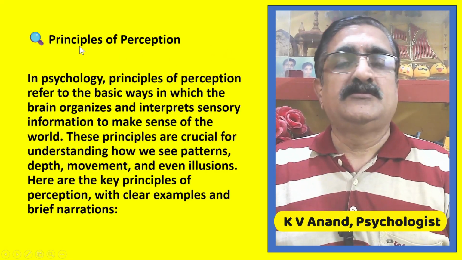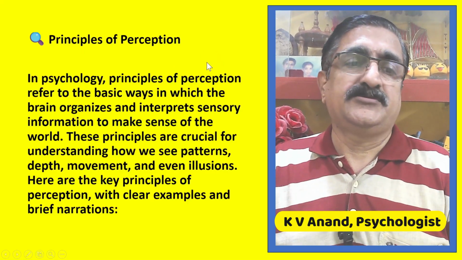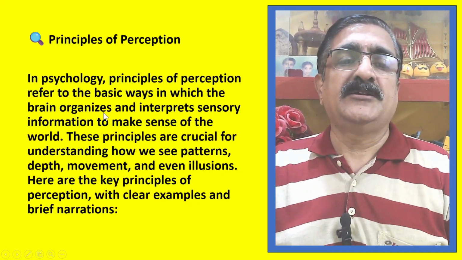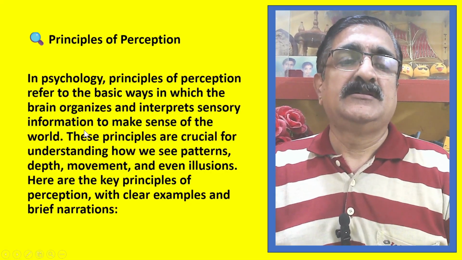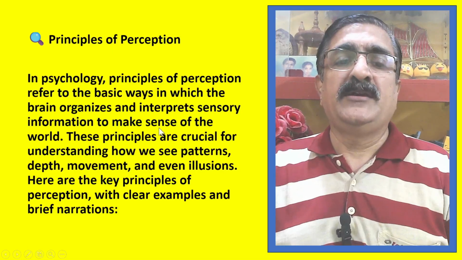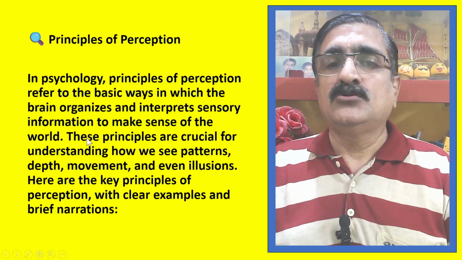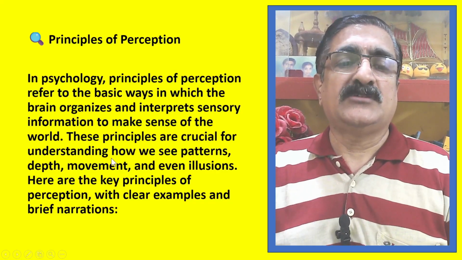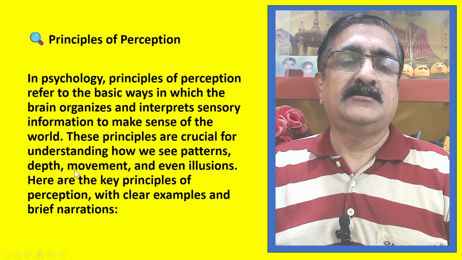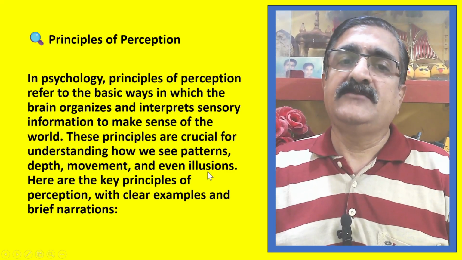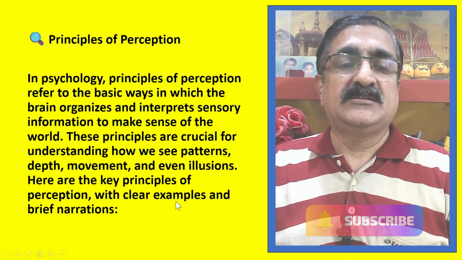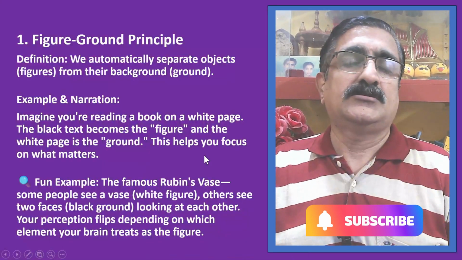Today we will speak about principles of perception. In psychology, principles of perception refer to the basic ways in which the brain organizes and interprets sensory information to make sense of the world. We know the sensory organs of our body. These principles are crucial for understanding how we see patterns, depth, movement, and even illusions. Here are the key principles of perception with clear examples and brief narrations.